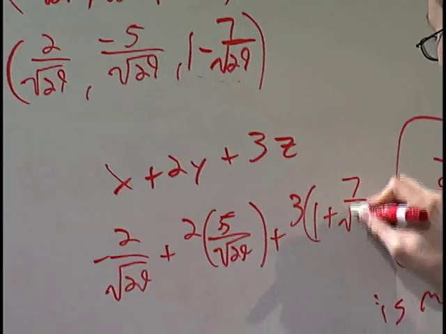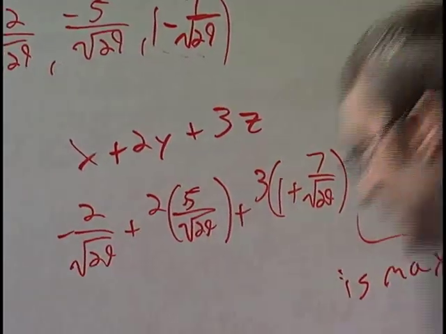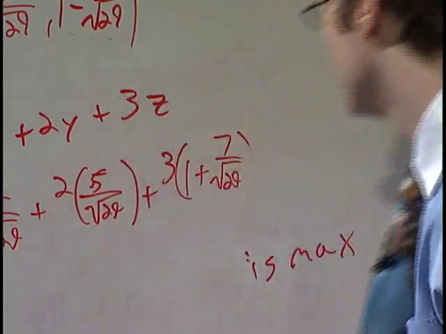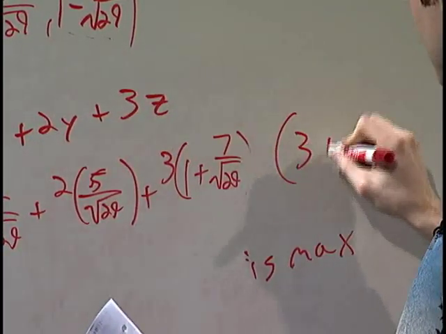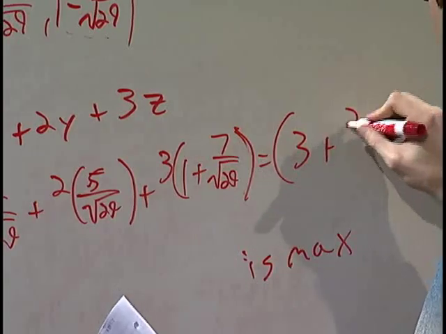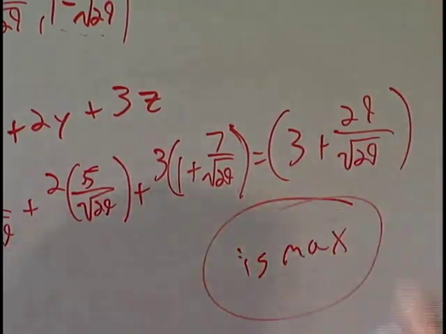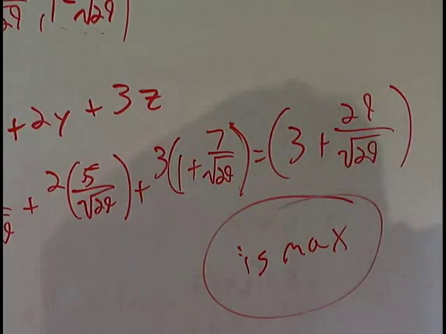And then you plug 1 plus 7 over root 29 in there. And then you get not 29 over root 29, but you get 3 plus 29 over root 29. And that's the max value. Okay, that's it for the section.